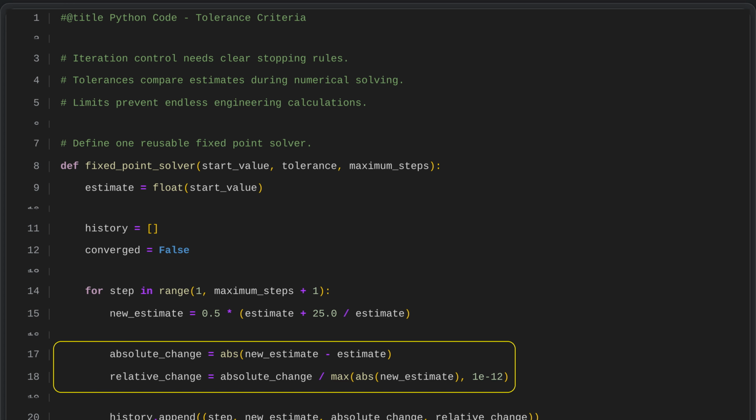To track convergence, first measure the absolute change as the difference between the new estimate and the current estimate, ignoring sign. Then find the relative change by comparing that amount to the size of the new estimate. A very small lower limit is used in the denominator to prevent division by zero.